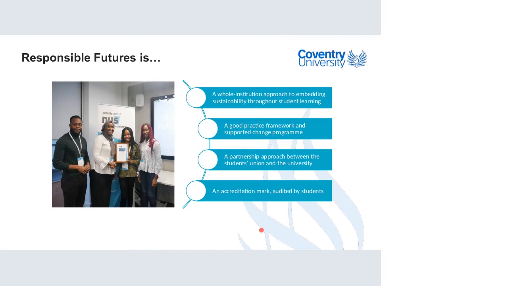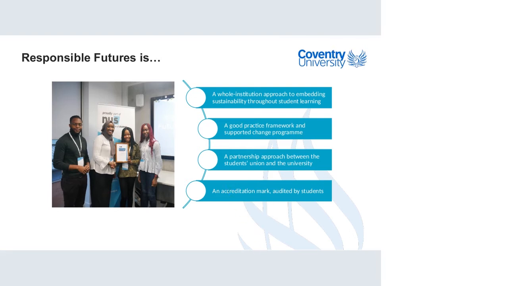So the framework provides criteria which are deliberately open so that partnerships can approach it in a way which will fit with their institutional needs, priorities, and ways of working. And it's a partnership approach between the Students' Union and the university to ensure that student voice is kept at the heart of how it's done and how it works, to promote really meaningful and impactful change.